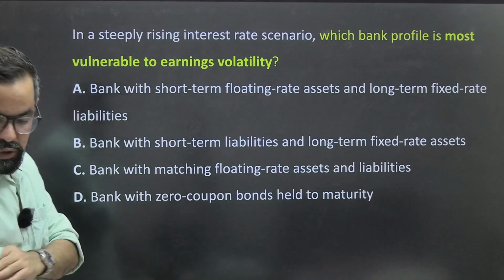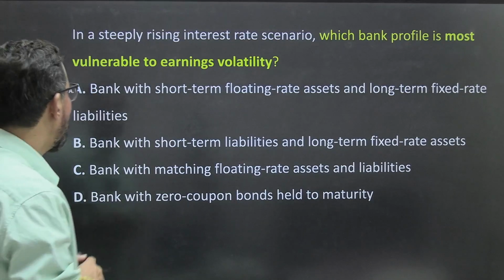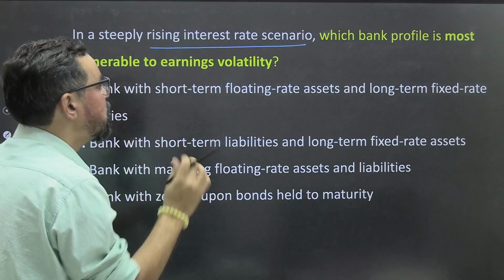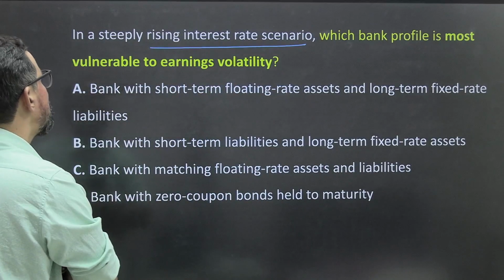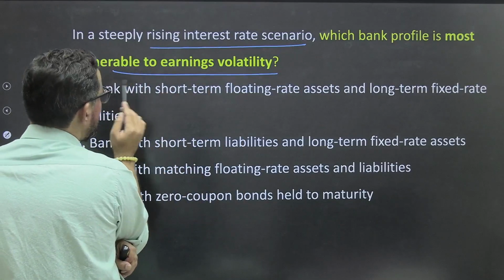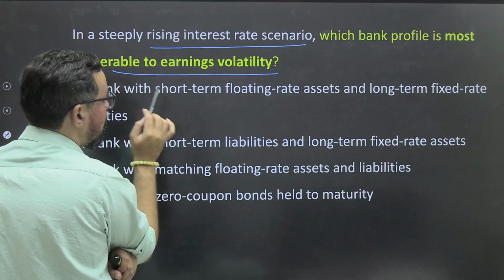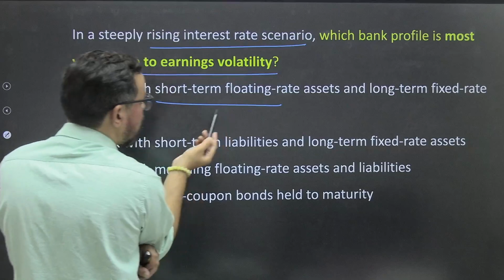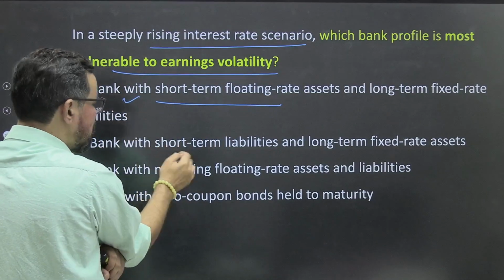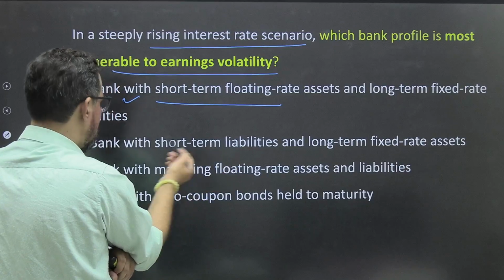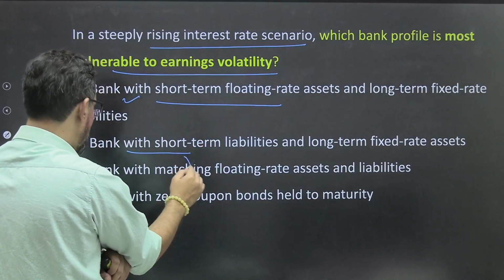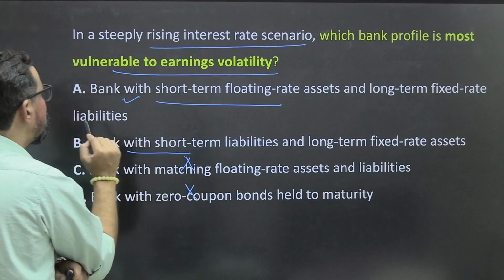Okay? So next one, guys. In a steeply rising interest rate scenario, which bank profile is most vulnerable to earning volatility? So a steeply rising interest rate: bank with shorter floating rate assets and long-term fixed rate liabilities. Okay, bank with short-term liabilities and long-term fixed. This can be bank with short-term. Okay, bank with matching floating. नहीं, A B should be the right answer for this one.